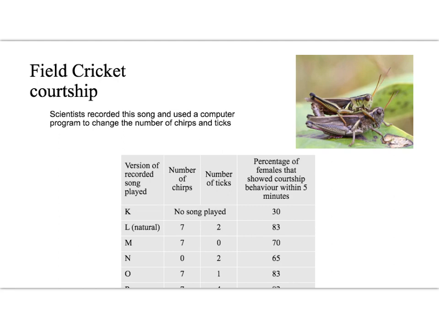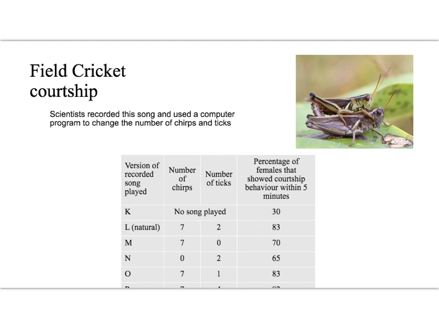So in this, the scientists recorded a song used by the male and used this and changed the number of chirps and clicks to see how receptive the female was to the song, so with no visual cue. So you can see here that with no song, the song is important but not essential, because with no song had the lowest amount of courtship. So song is important, but it's not essential because there's still 30% managed to mate, even with no song. Natural song is the highest percentage.